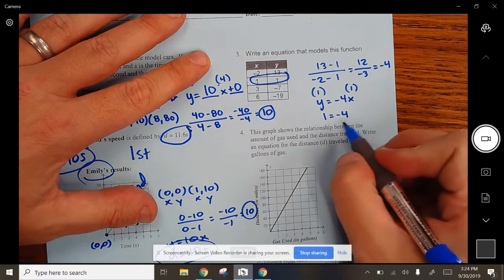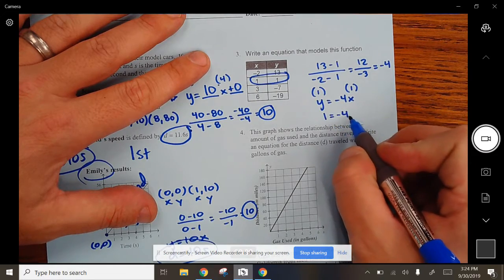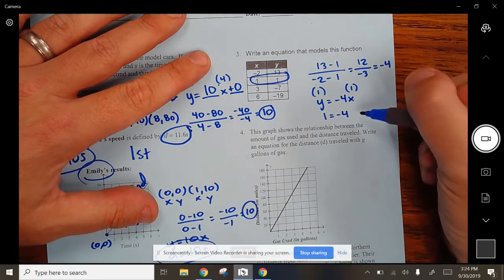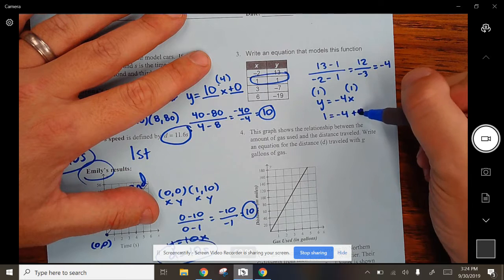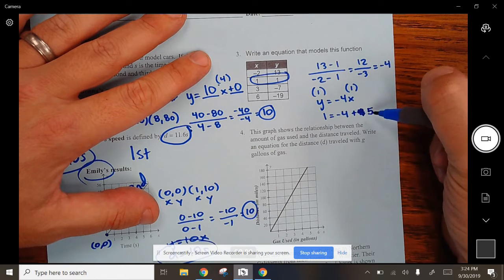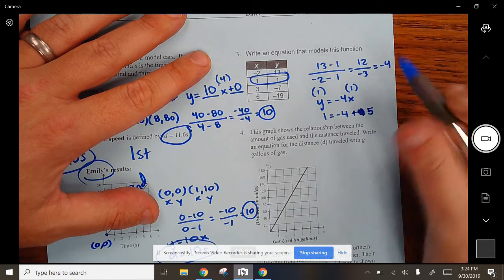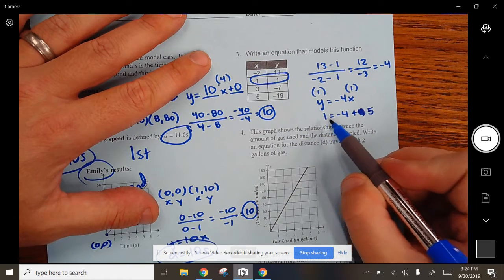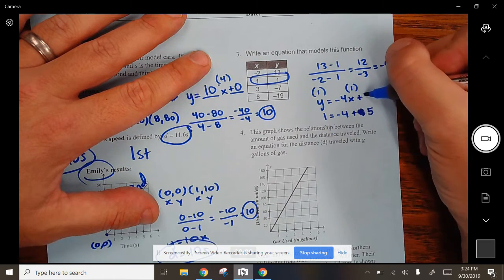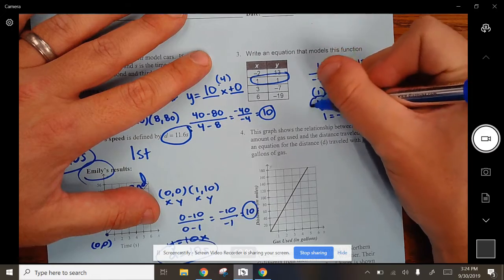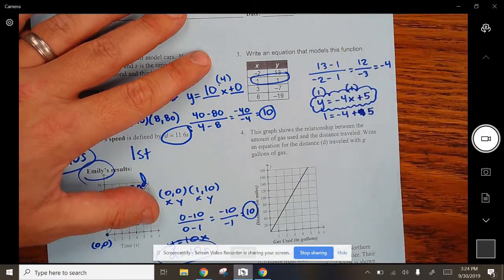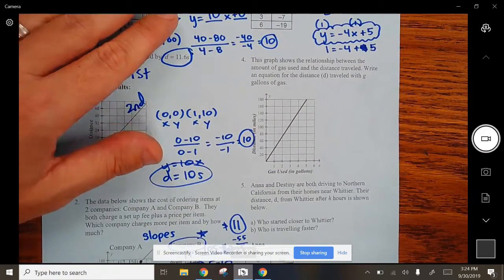What do we have to add here to get this to be equal to 1? Well, guess what? If I add 4, negative 4 plus 4, that gives me 0. So I'm almost at 1. So if I add 1 more, what if I added 5? Negative 4 plus 5, that gives me positive 1. And that's a tough one, but you got to try to figure that out. And hopefully some of you guys are able to do that on your own. Okay, that's the equation.